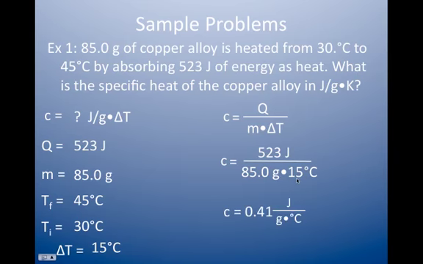And so when you do that, you get this specific heat. And that's it. There you got your units, you're done. So 0.41, that's a pretty low specific heat. Most metals have a pretty low specific heat. That's why they're good for cooking.